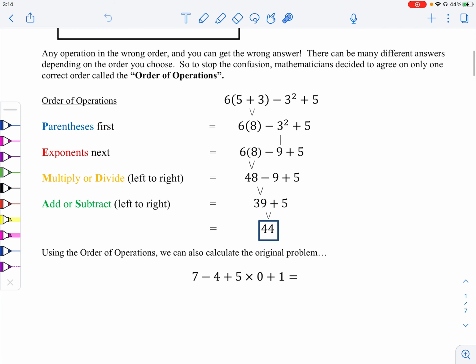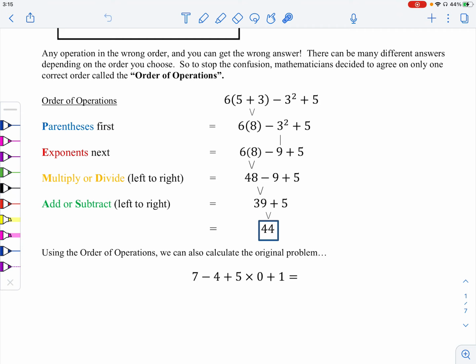So order of operations, right? Always parentheses, follow PEMDAS. P, parentheses; E, exponents; multiply or divide comes next, whatever comes first, left to right, and that's important. Add or subtract, always left to right.